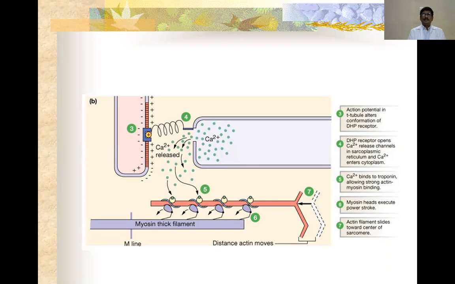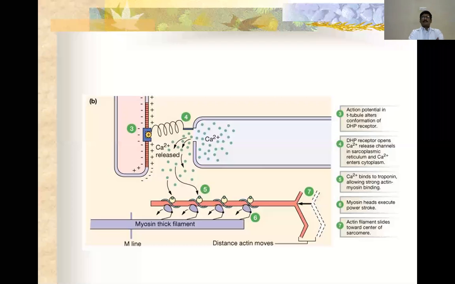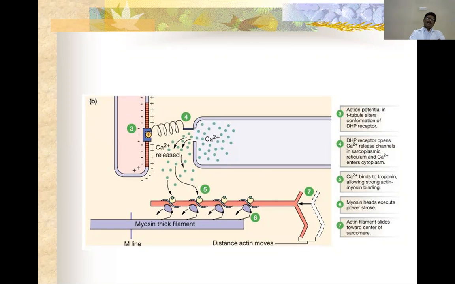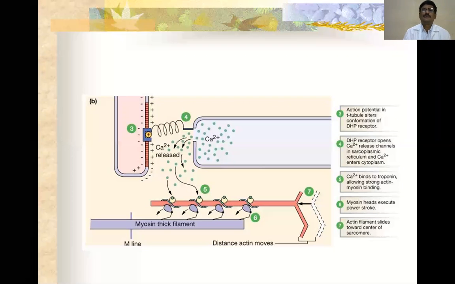Now there is an electrical event, that is the arrival of the action potential and its transmission along the T tubule. And what is happening finally? There is a muscle contraction. That's the mechanical event. So the electrical event is converted into a mechanical event. That's why it is called excitation contraction coupling: electrical events culminating in mechanical activity.